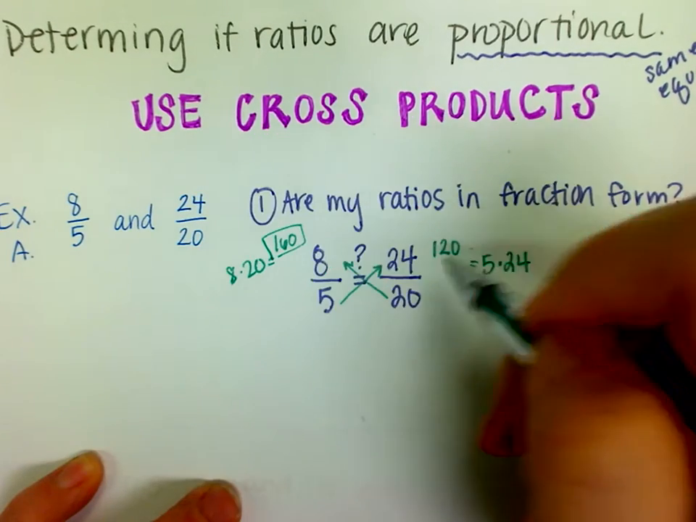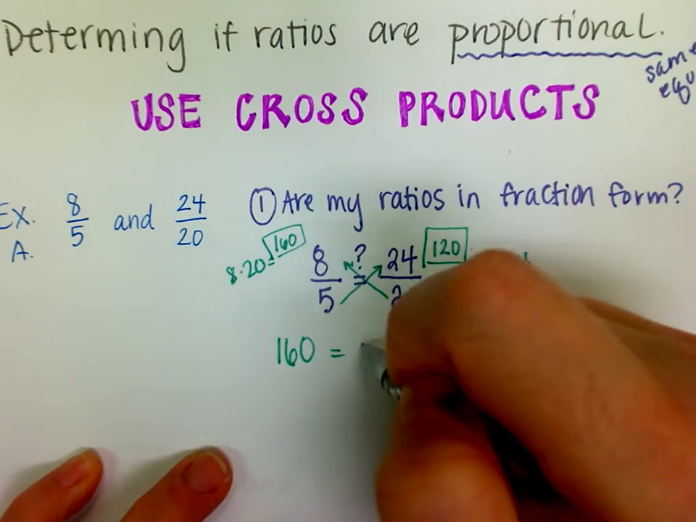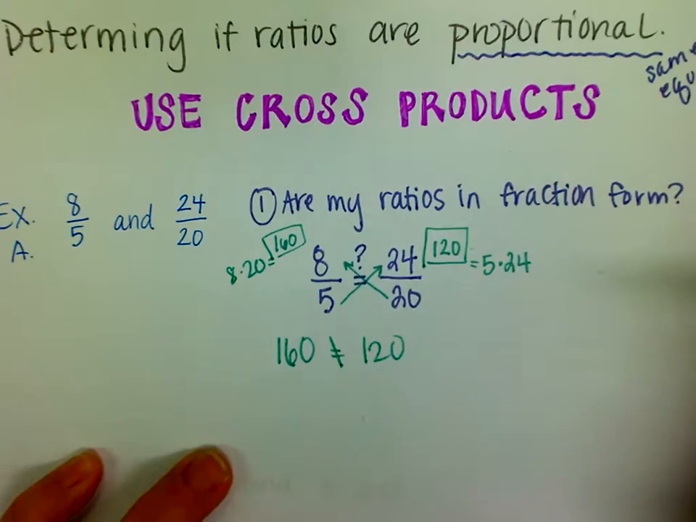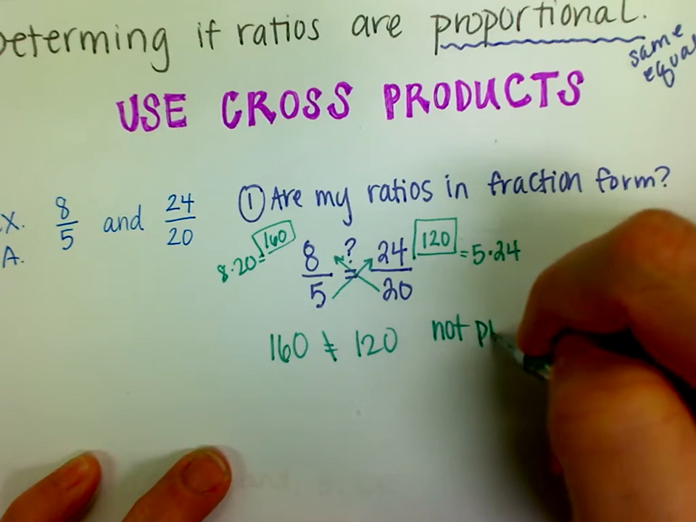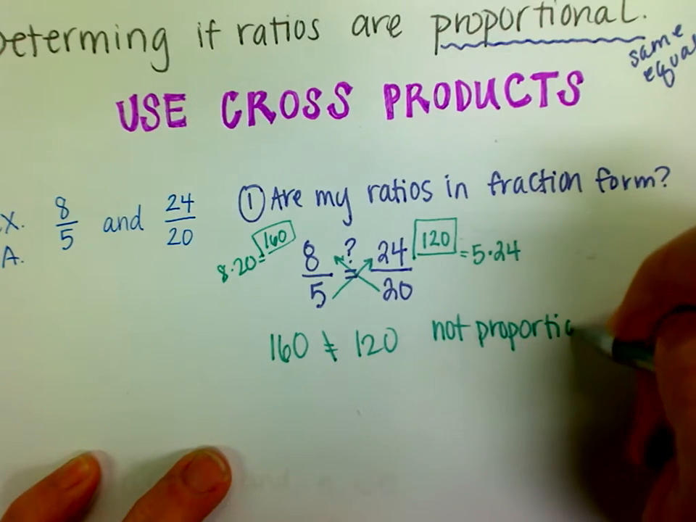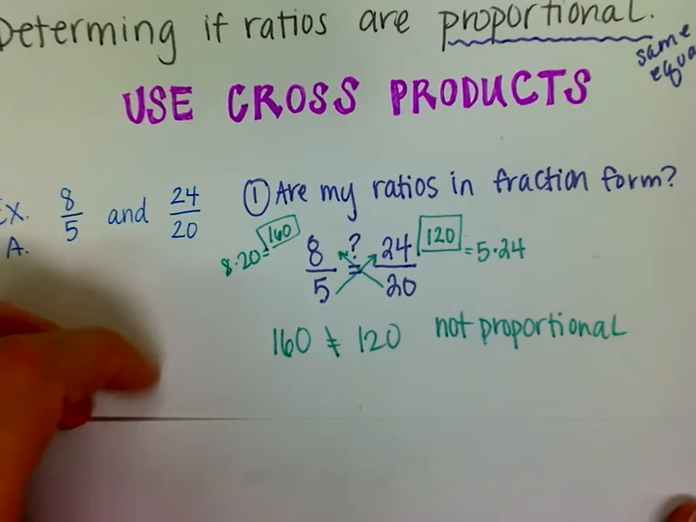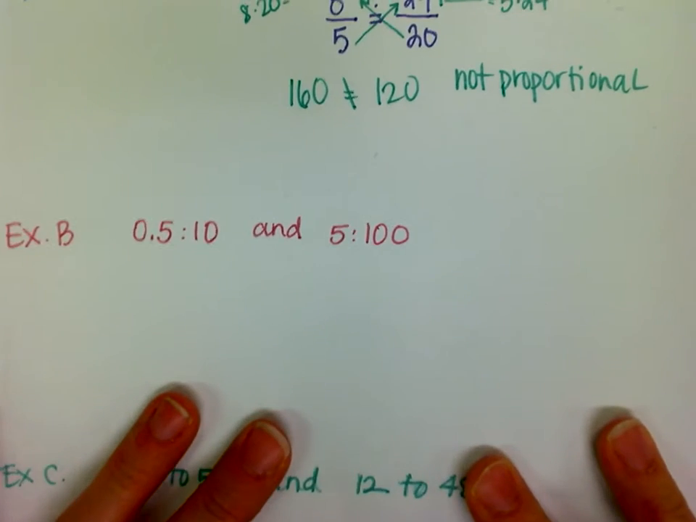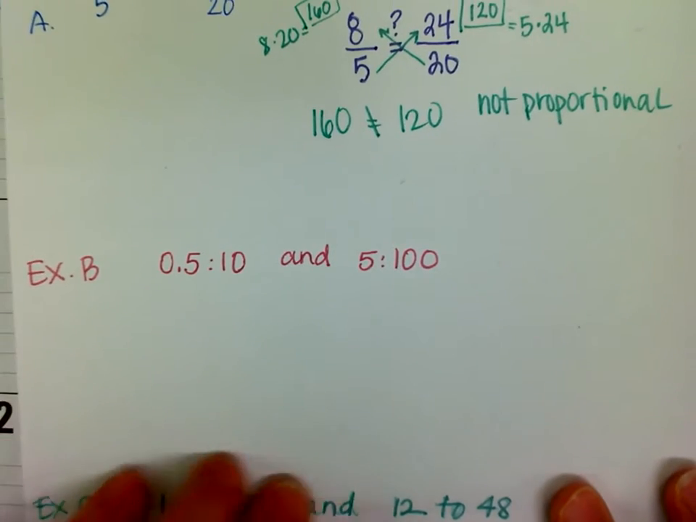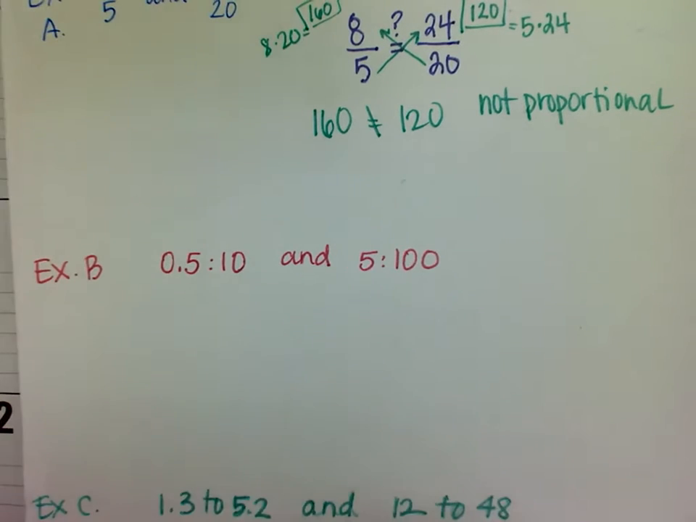If these two numbers are the same, they are indeed equivalent, but 120 does not equal 160, so they are not proportional. And look at our next example of 0.5 to 10 and 5 to 100.